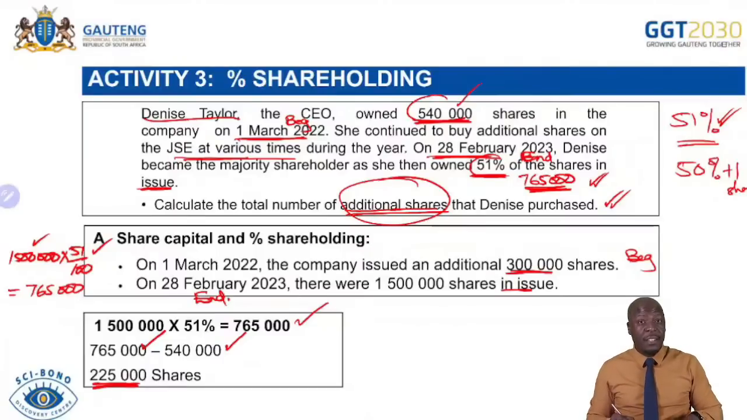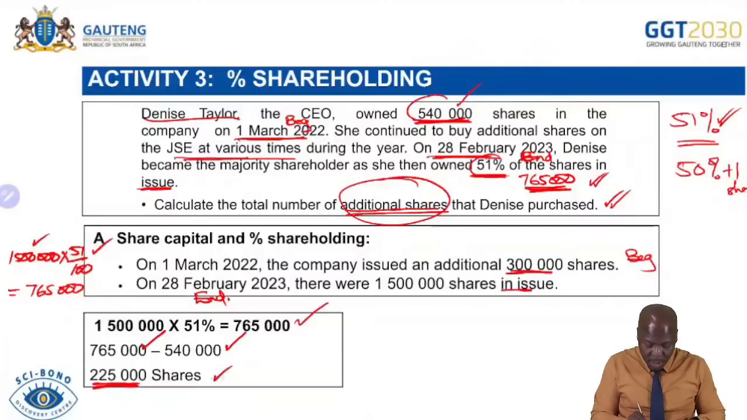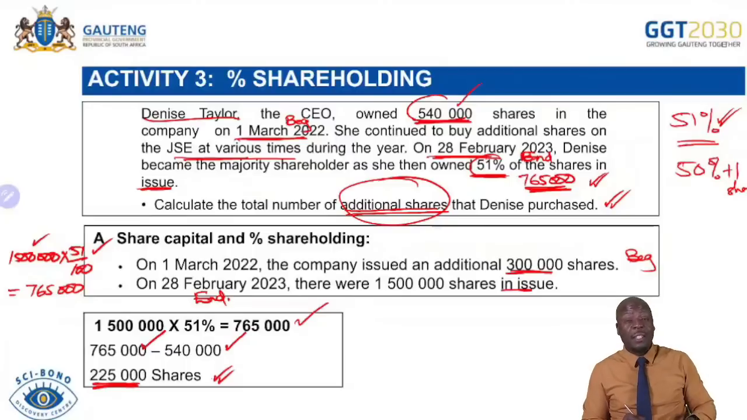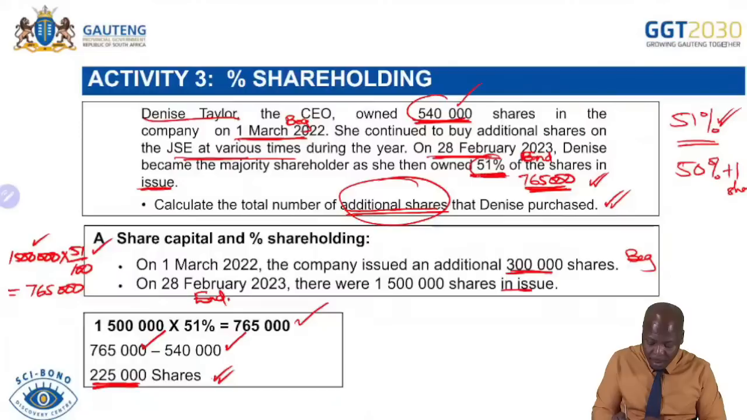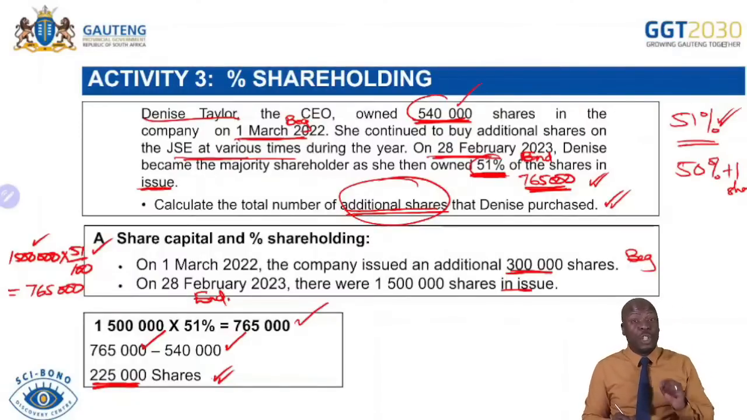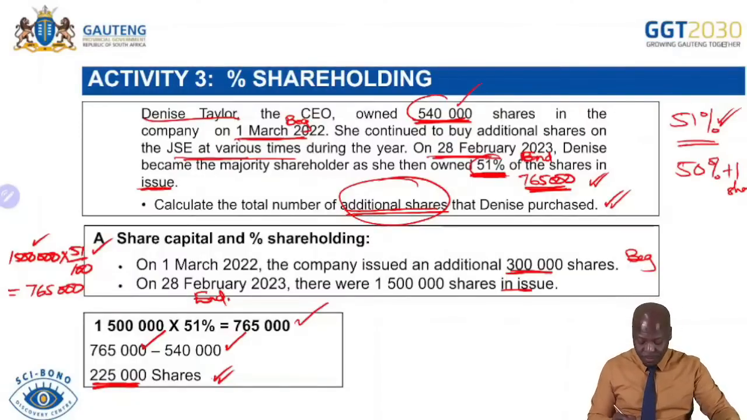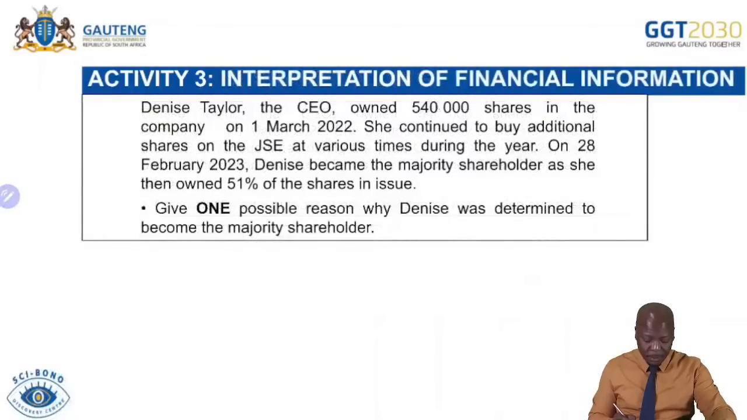How many shares did Denise buy? She purchased 225,000 shares. Very important, dear learners, that you remember that when you're calculating major shareholding, you have the option to use 51% or 50 plus 1 share. But it is very important that you know how to do these calculations. In this particular question, they told us that she owned 51% of the shares in issue. Let's move on to the next one.